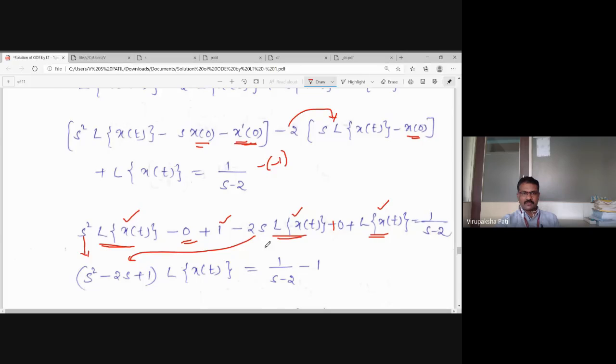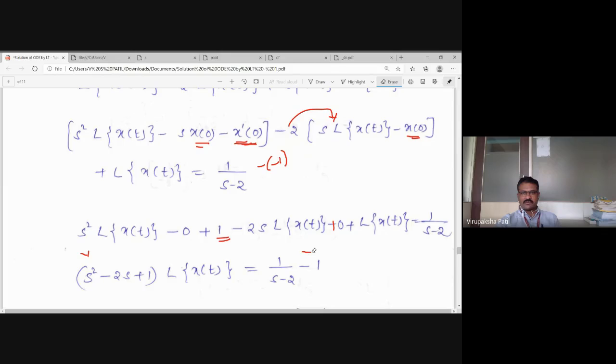Apart from all these terms, after taking L of x of t common, one term is there on the LHS which does not contain x of t, that is plus 1. Then we have taken that plus 1 to this side. That becomes minus 1, which we have written here. Don't get confused.